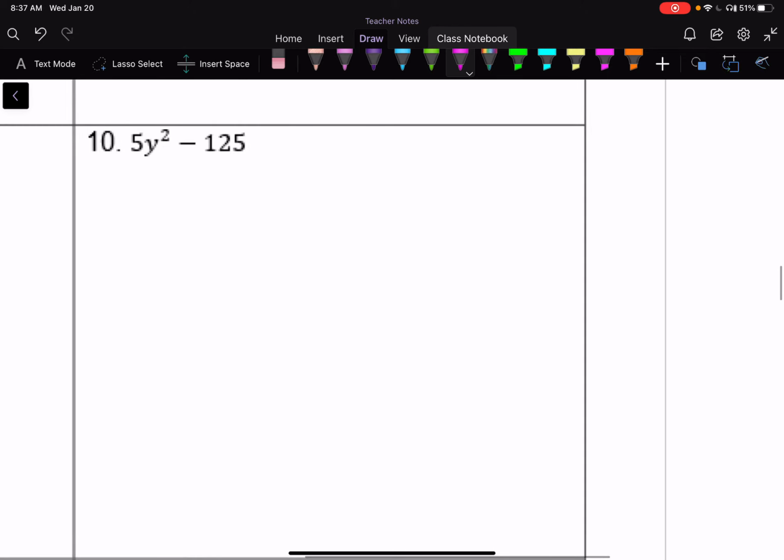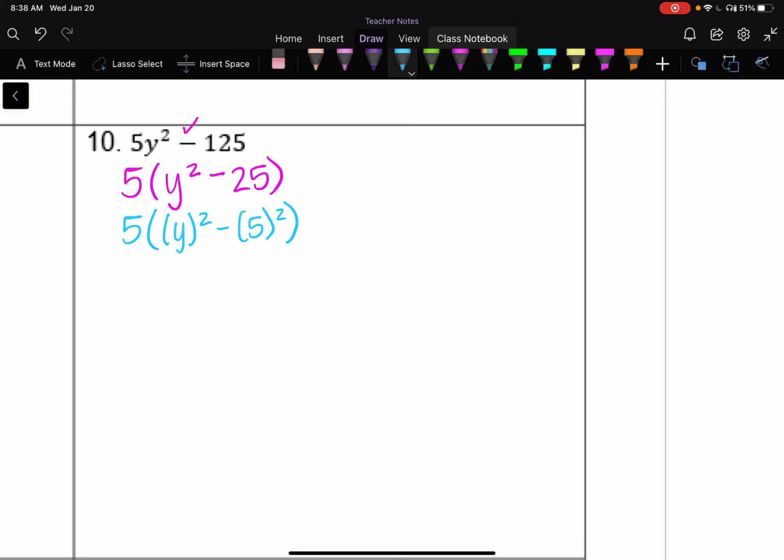Number 10, same idea here. I'm going to look and verify that there's a minus in the middle, but I need to check for a GCF because I see that 5 is not a perfect square. So I'm going to factor out a 5, and I'm left with y squared minus 25. Now I will identify my perfect squares and break it up.